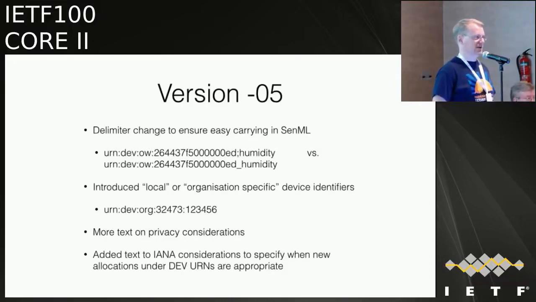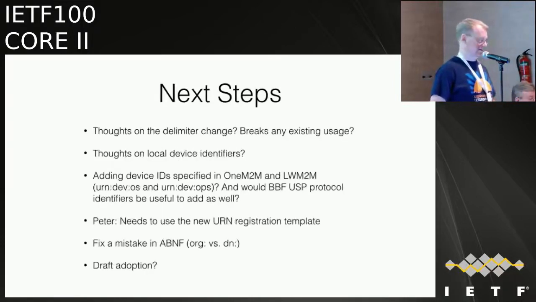We also considered using domain names here. That's another option. But again, soliciting feedback on whether this makes sense. This is sort of opening a hole of sorts in this mechanism. We added some text on privacy considerations and added some text on IANA considerations to specify when allocations are appropriate. Let me just do the next slide, and then we'll go to questions.